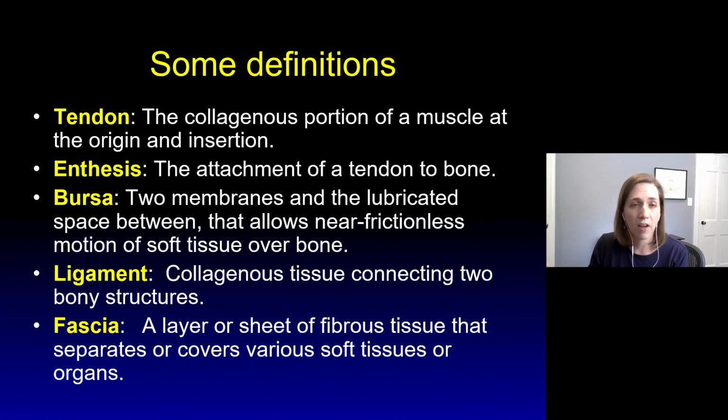So often you will have bone, and then you'll have a bursa, and then you'll have a tendon or an enthesis in that general region. And all of these can contribute to soft tissue pain. There are also ligaments. Ligaments are the collagenous tissue that connect two bony structures. These don't really move much. They're holding things in place. And then there's also the fascia. And the fascia is a layer or sheet of fibrous tissue that separates or covers these various soft tissues and organs.